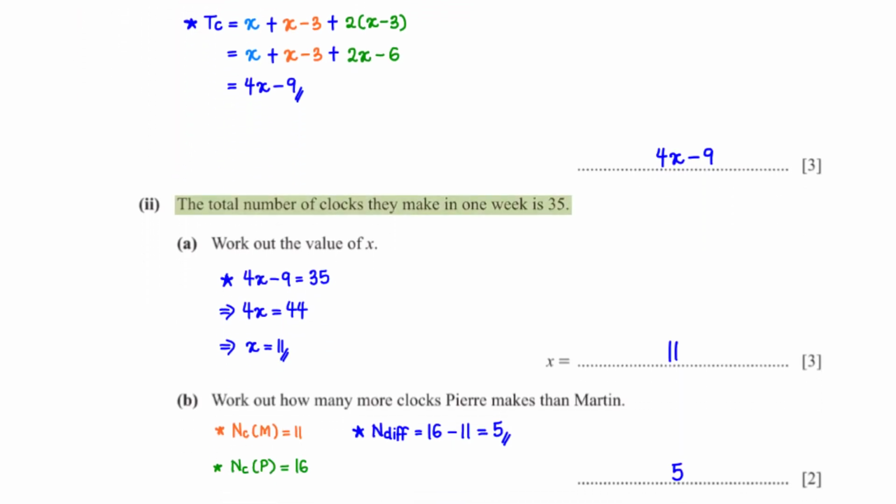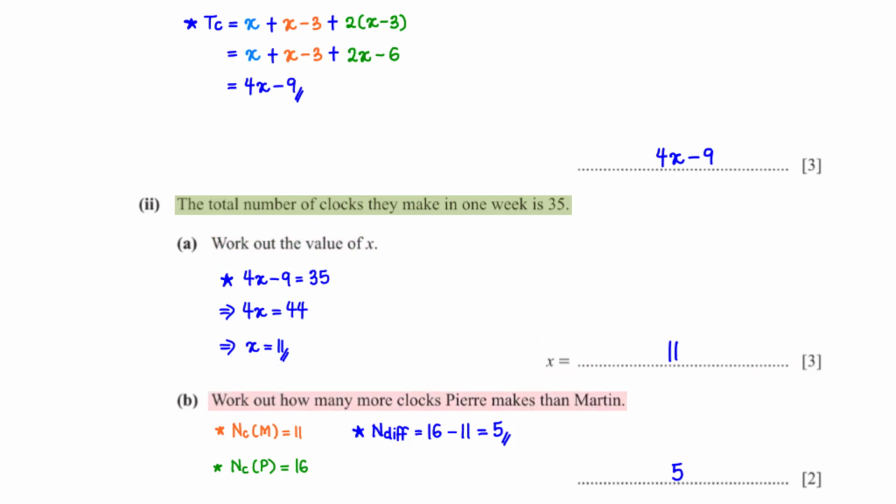The total number of clocks they make in 1 week is 35. Work out the value of x. If the total number of clocks they make in 1 week is 35, then we have 4x minus 9 equals 35. When we add 9 to both sides, we have 4x equals 44. And when we divide both sides by 4, we have x equals 11.